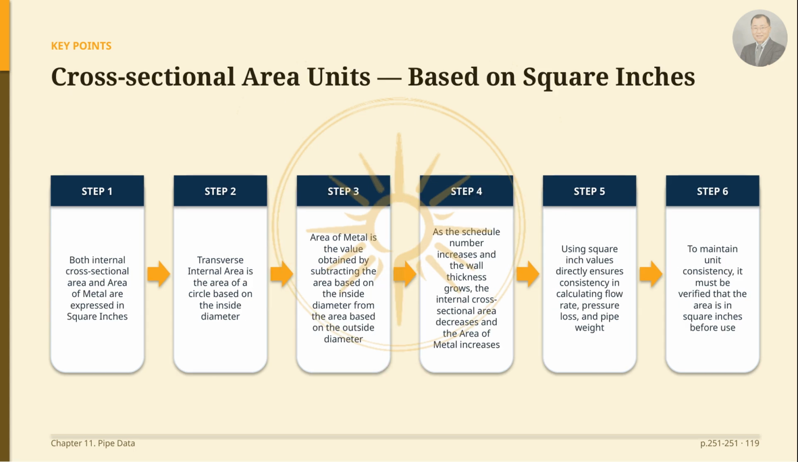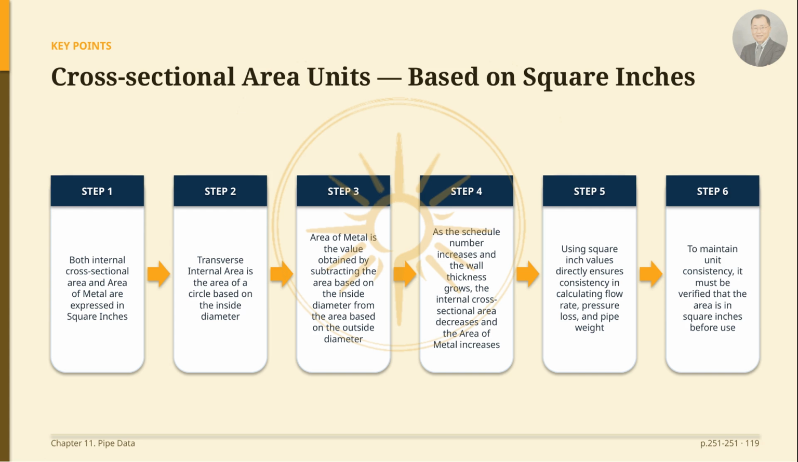Continuing, I will introduce the unit standards for the cross-sectional area. Both the transverse internal area and the area of metal organized in the table are expressed in square inches. The transverse internal area is the area of a circle based on the inside diameter, and the area of metal corresponds to the area of the circle based on the outside diameter minus the area of the circle based on the inside diameter. Therefore, as the schedule number increases and the wall thickness becomes thicker, the internal area gradually decreases, while the area of metal conversely increases.